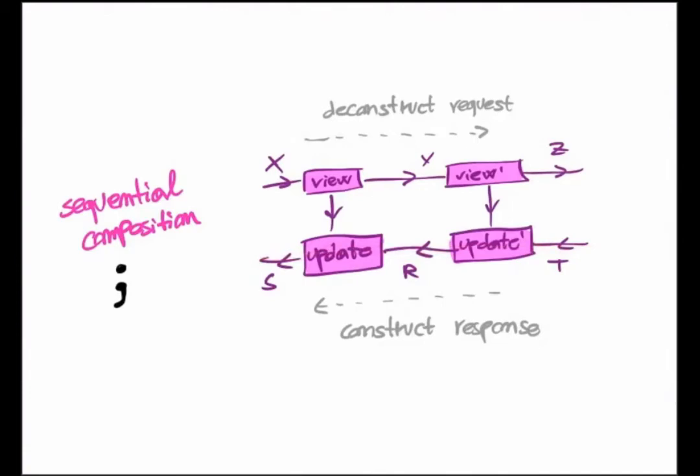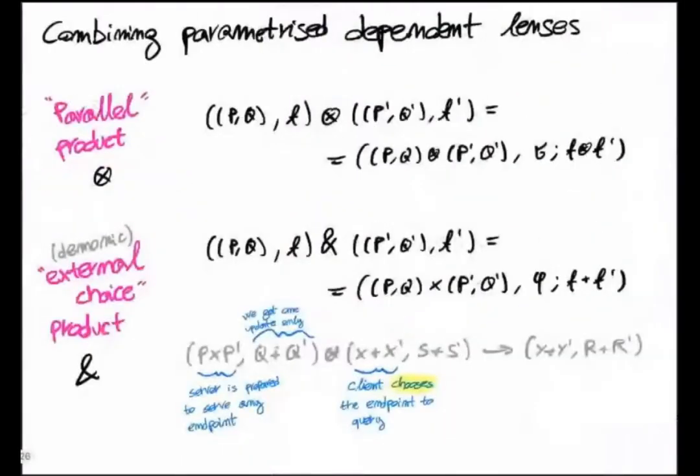But now let's go to parameterized dependent lenses. In this category, which is built from dependent lenses but is a different category, we still have a parallel product. So if we have stateful channels, we can still consider them together and everything is happening at the same time. So we consider concurrent channels. But now we have this ampersand, which is different from the coproduct and different from the product that we had before. It's a combination of both. So let's look at the definition.